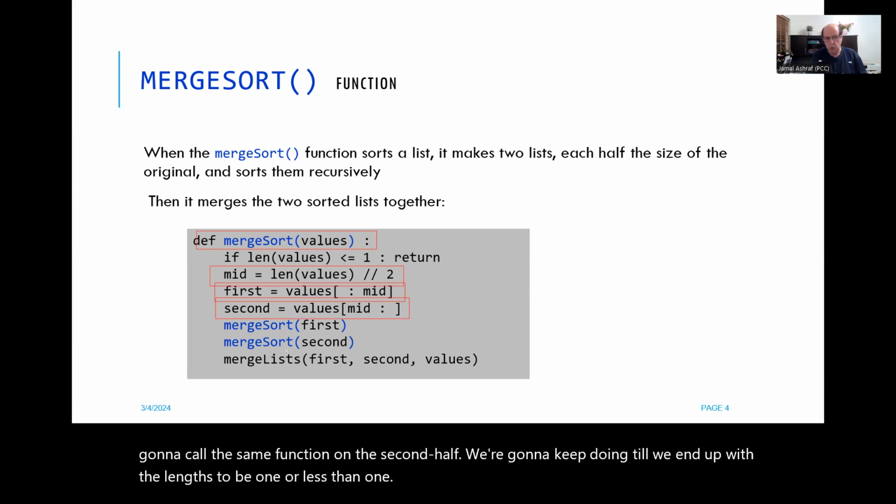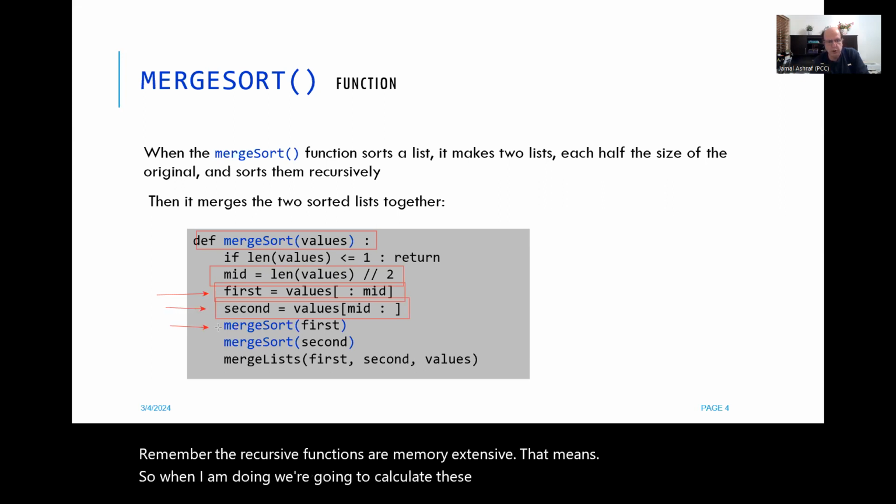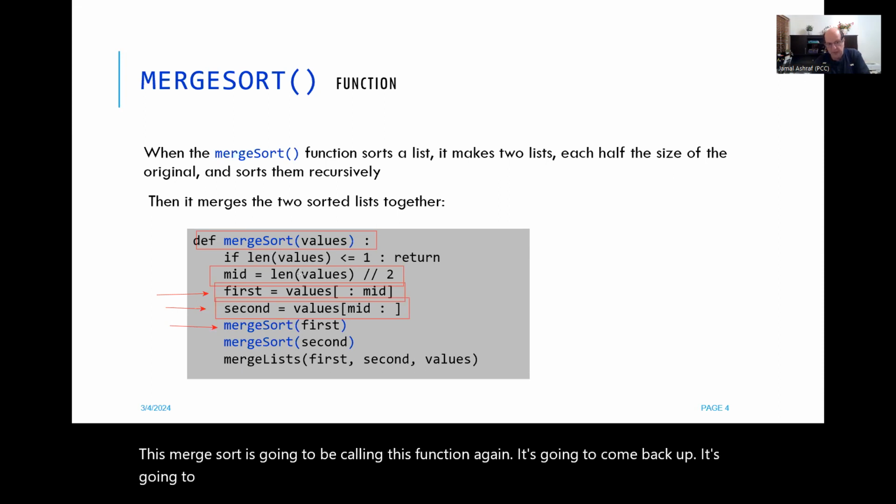So remember, the recursive functions are memory intensive. That means when we calculate these things, when we get to the merge sort first, this merge sort is going to be calling this function again. It's going to come back up. It's going to find its length. And then it's going to divide it in half. Then it's going to break it down into 2 more lists. It's going to call both of them.